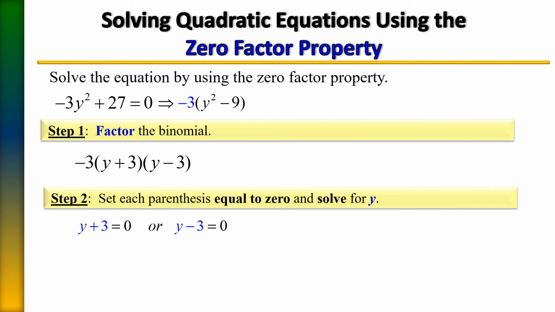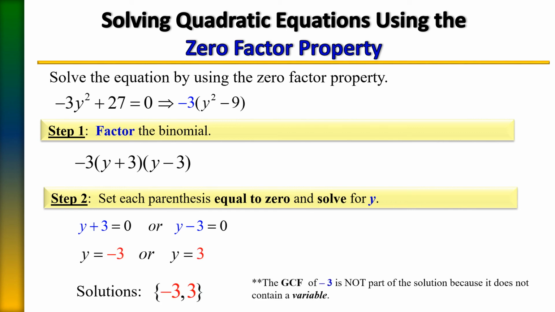So on the one, I'm going to have to subtract 3 from each side. On the other, I'm going to add 3 to each side. And my two solutions then are going to be -3 and +3. And there you have it. Those are the numbers that would zero this equation out. Again, -3 is not part of the solution because it does not contain a variable. You cannot solve for y with that -3 because there's no y out there.